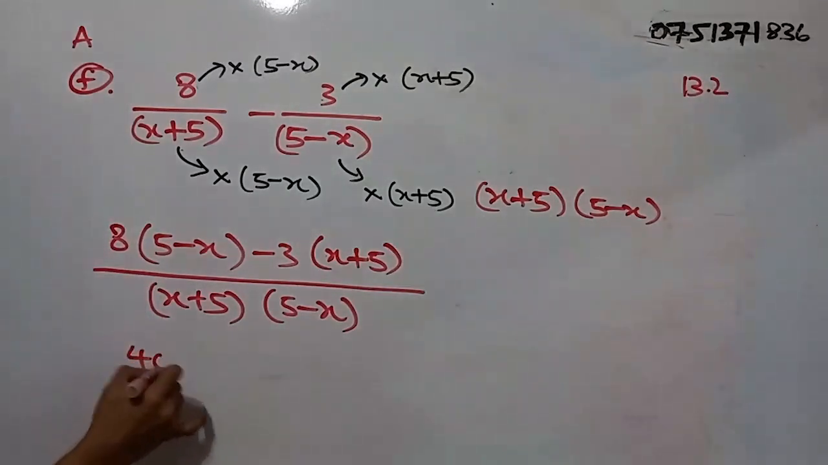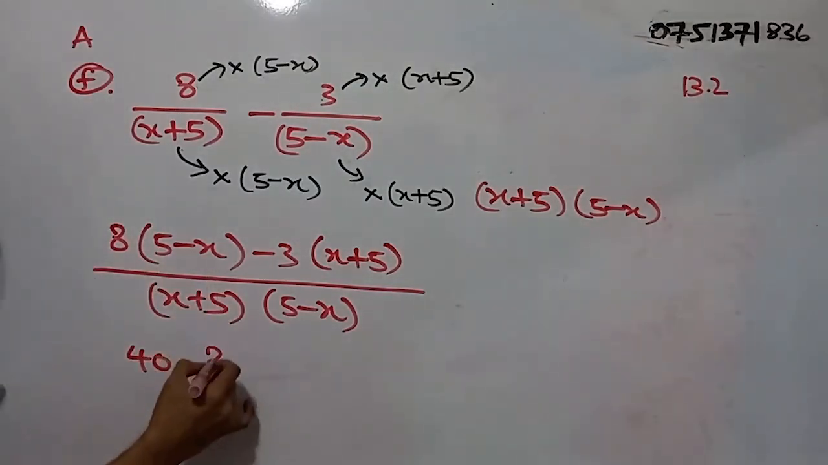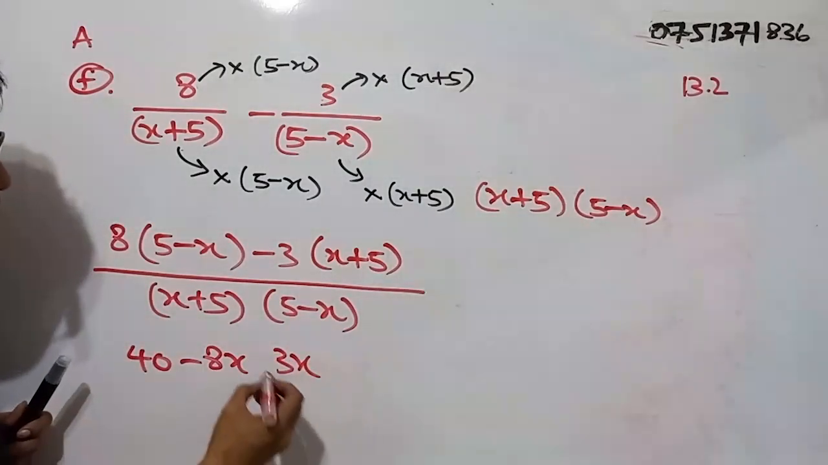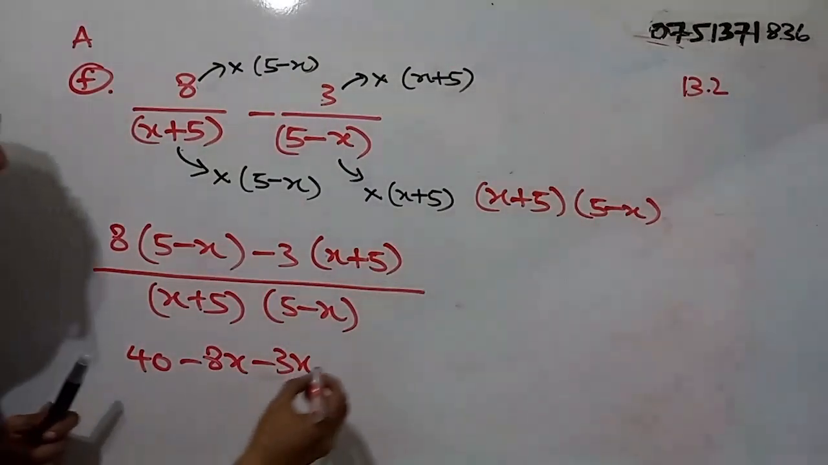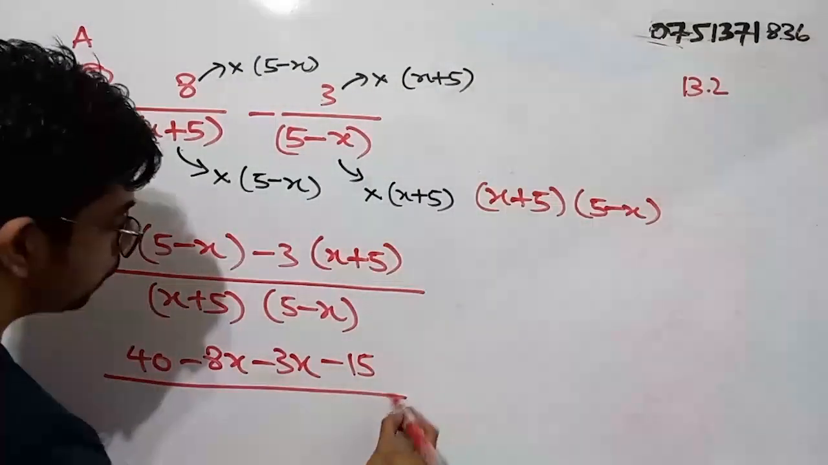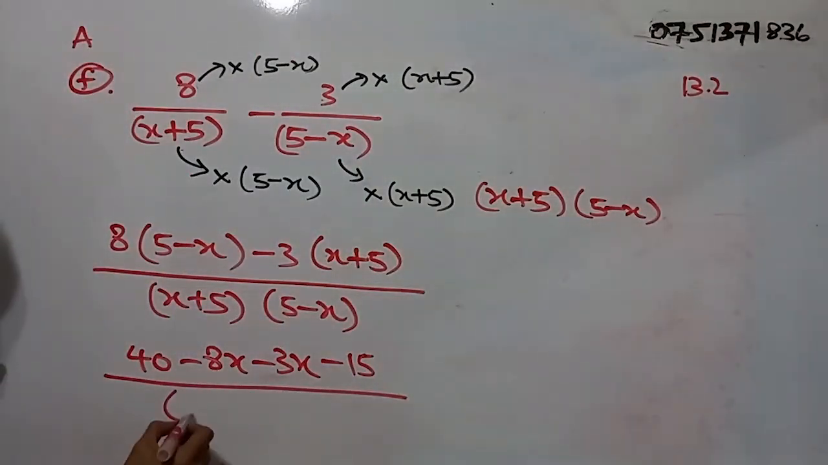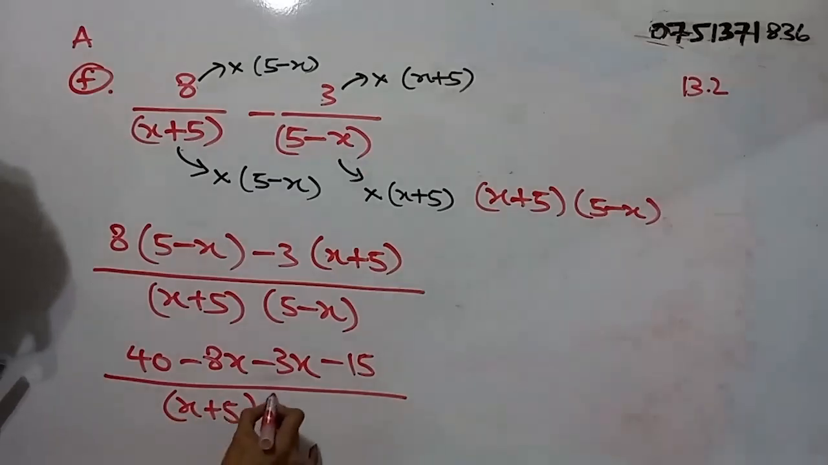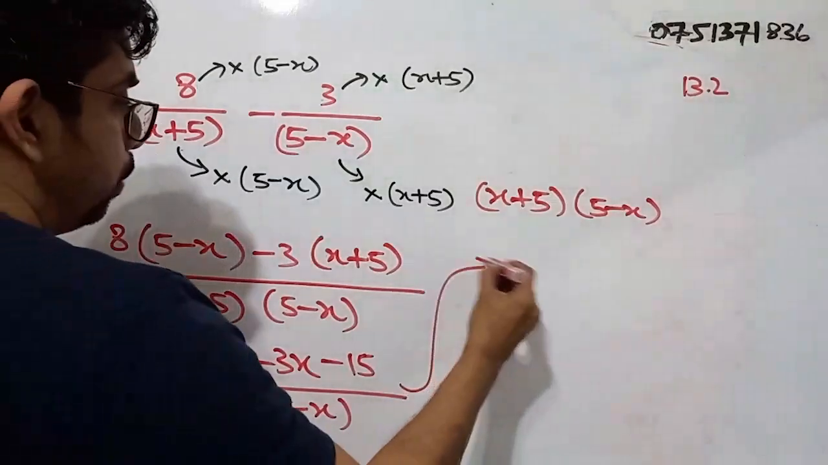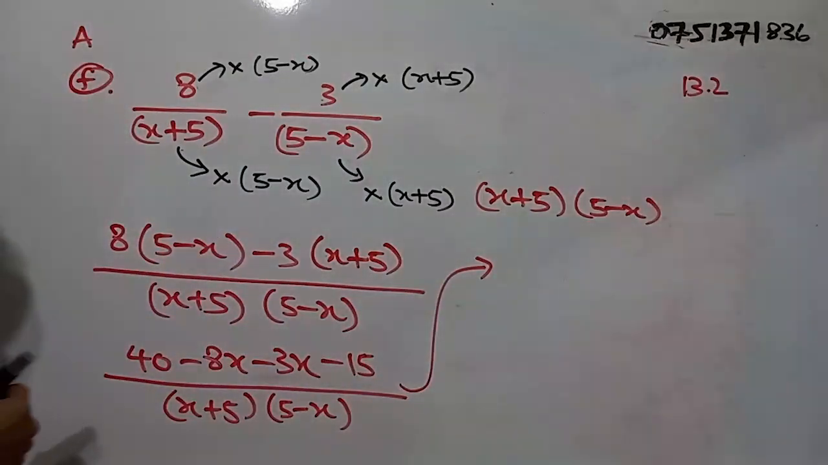8 into 5, that is 40. 8 into x, that is 8x. So this will be negative. 3 into x, that is 3x, and it is also negative. 3 into 5, it is 15 and it's negative. Now the entire expression needs to be divided by what? X plus 5 and 5 minus x. Right, so I will continue over here, right?